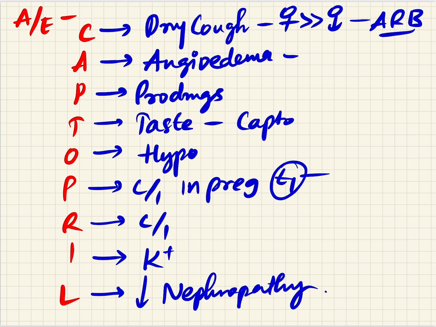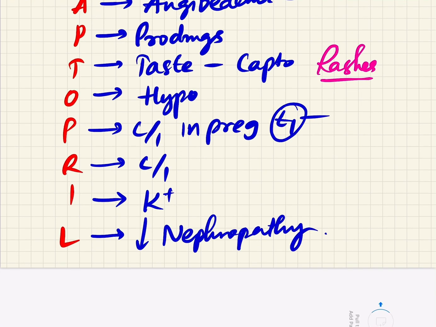The risk will be reduced. So there are some contraindications, and some of them are adverse effects. Another thing you can see is the rash, which is usually self-limiting. So these are the adverse effects.